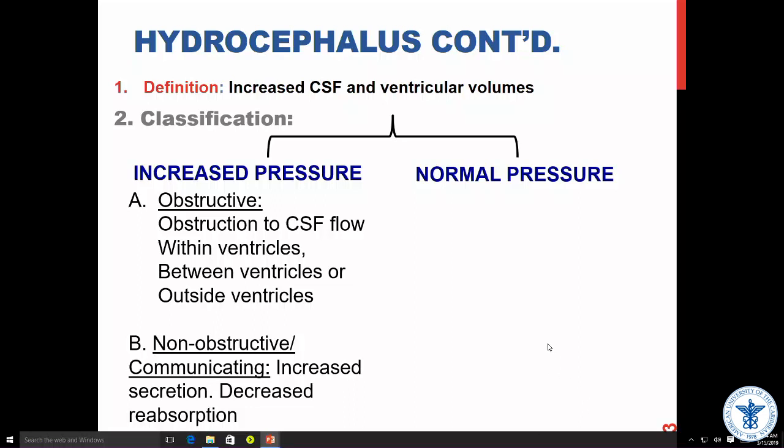How about normal pressure? How can pressure be normal and we still have hydrocephalus? Any guesses? Yeah. Brain deteriorates. You said the brain deteriorates, or I would probably say it is atrophy of the brain.